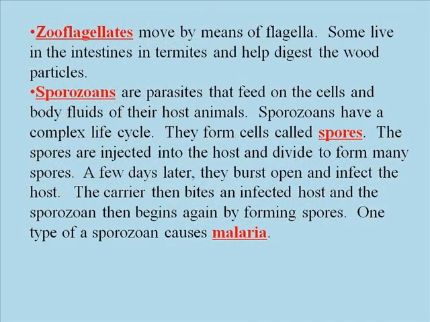Zooflagellates and sporozoans are the last two animal-like protists we're going to talk about. Your zooflagellates, like their name, are going to have flagella to move around, and the one thing I want you to know about your zooflagellates is where they're located. Termites eat wood. Termites cannot digest wood, so they have these zooflagellates living in their intestines that help them break down the wood particles so that they can get the nutrients.